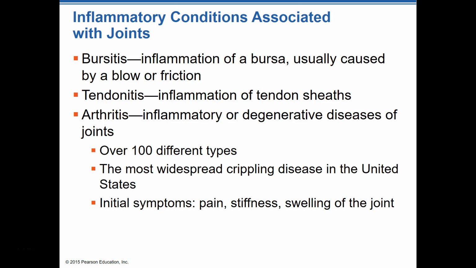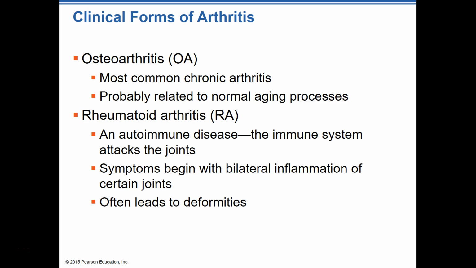Sometimes it has to do with genetics. Other times it has to do with what we did as a living. And then sometimes we just don't take good care of ourselves and we cause these types of problems. Osteoarthritis is a common chronic condition, probably a result of normal aging. Rheumatoid arthritis is an autoimmune disease where the immune system begins to attack the joints.